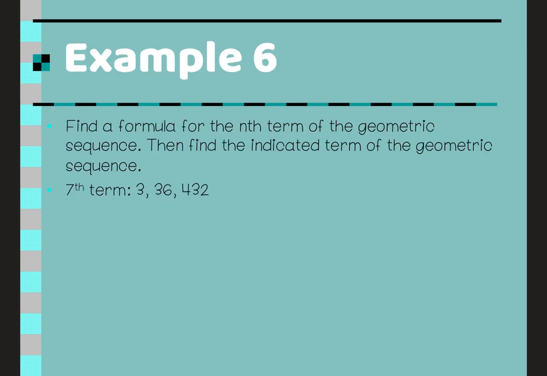So example 2 says, find the formula for the nth term of a geometric sequence. Again, it's important that it's geometric. These are going to get mixed together. You have to know, is it arithmetic or is it geometric? Find the indicated term of the geometric sequence. So if it gave you R or D, it'd be easy to know if it's geometric or arithmetic. But in a case like this, it just gives you the sequence. You got to pay attention.